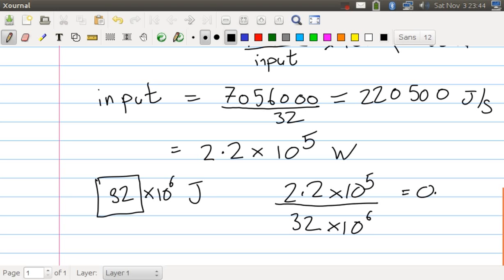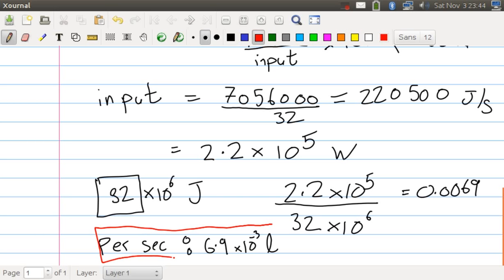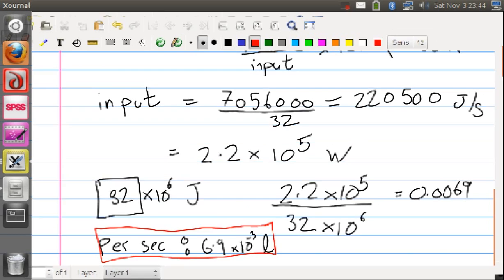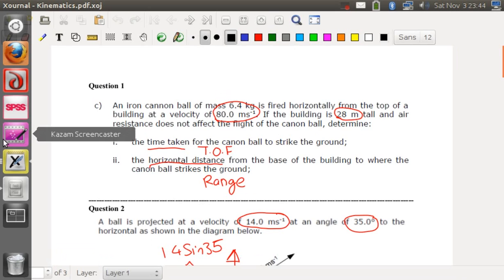So we get 0.00, and if we round it off, 6875, so that'd be 69. So per second, the car needs that much of a liter. So per second, the car requires 6.9 times 10 to the minus 3 liters. Okay.